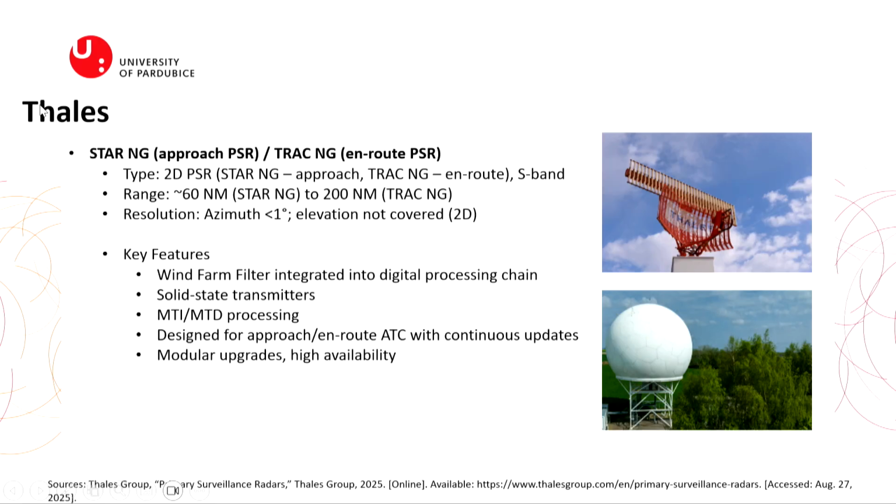It is one of the biggest radar companies in the world, Thales. They have Star NG and Trace NG. It is again a primary radar system. This one is, I think, Star NG is a 2D radar and Trace is a 3D radar. It is from 60 to 200 nautical miles with good azimuth, and elevation, of course, is not covered in 2D. This radar looks like this one, this installation.